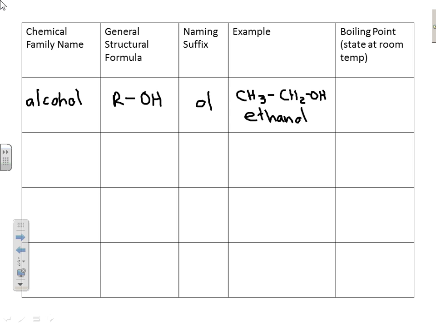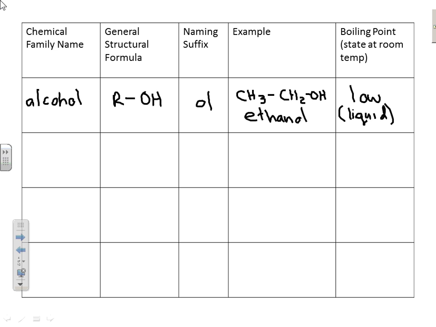Boiling point, what state is it in at room temperature? All I'm going to say is that it has a low boiling point. Well, they're typically liquids. So they're like water in terms of their properties. They boil anywhere between, say, 50 degrees Celsius and maybe 120 degrees Celsius, where water boils at 100. So very much like water.